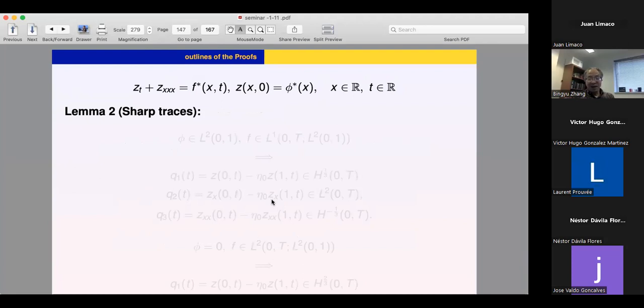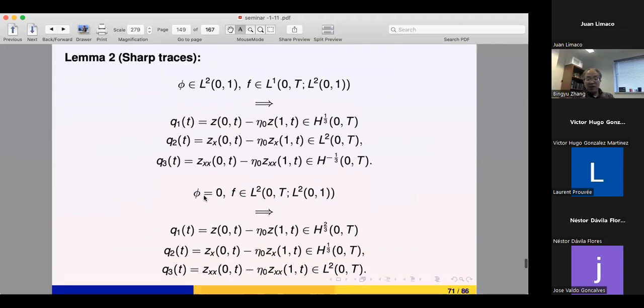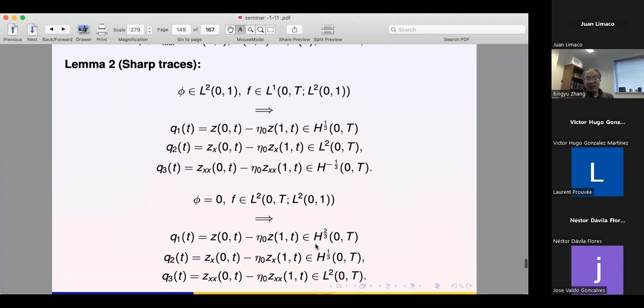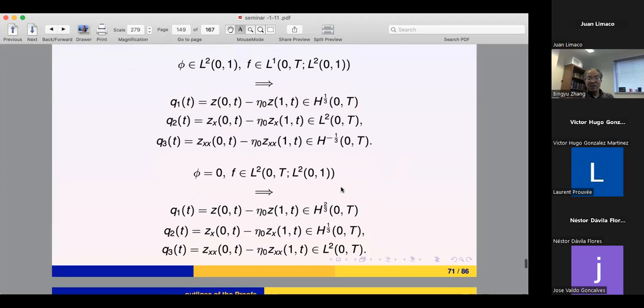And this is another key lemma, sharp traces. Because remember, we have Q1, Q2, Q3. We want to know what's the regularity there. If phi belongs L2, F is L1, and then Q1 belongs H1 third. This is L2, Q2, L2, Q3, H minus 1 third. And moreover, if initial data is 0, F belongs L2, and then Q1 has better trace regularity, H 2/3, 1/3, 2. Okay, so we got this one.